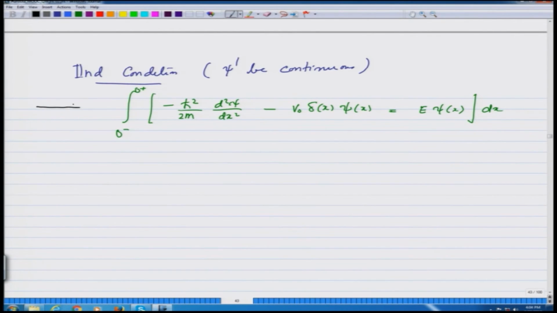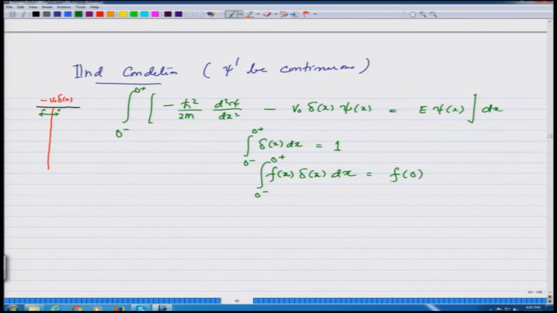What does that mean pictorially? If this is the potential minus v 0 delta x, I am integrating from slightly left of it to slightly right. I am integrating in this interval shown by green here. That means it includes the delta function, and keep in mind that integration of delta x dx from 0 minus to 0 plus is 1. Any function f x delta x integrated from 0 minus to 0 plus is equal to f at 0.